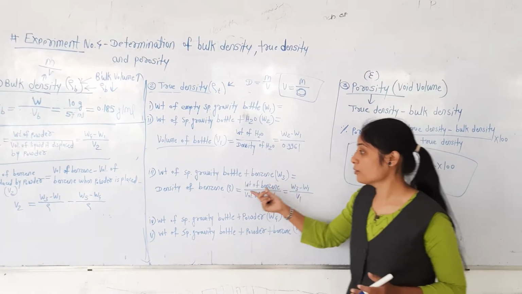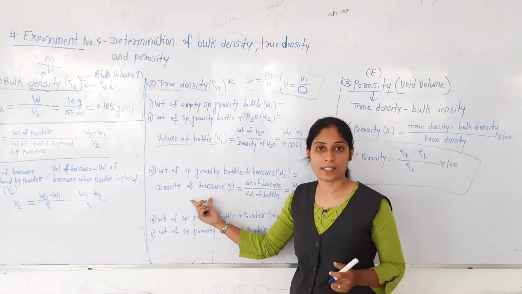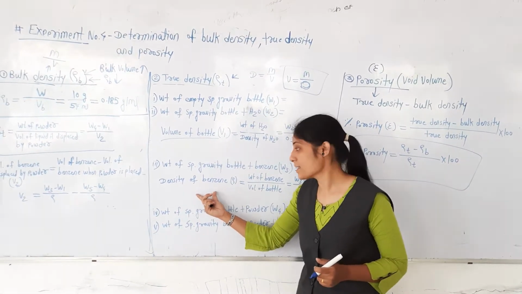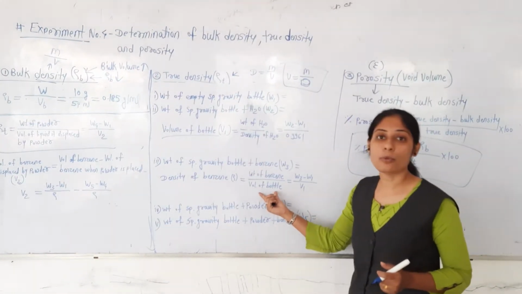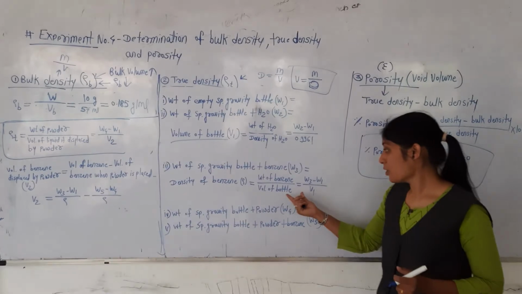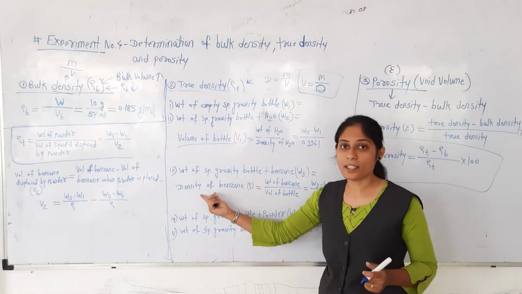After that we have to determine the density of benzene. For determination of density of benzene, we take the weight of benzene divided by volume of that bottle, and then we can determine their density.